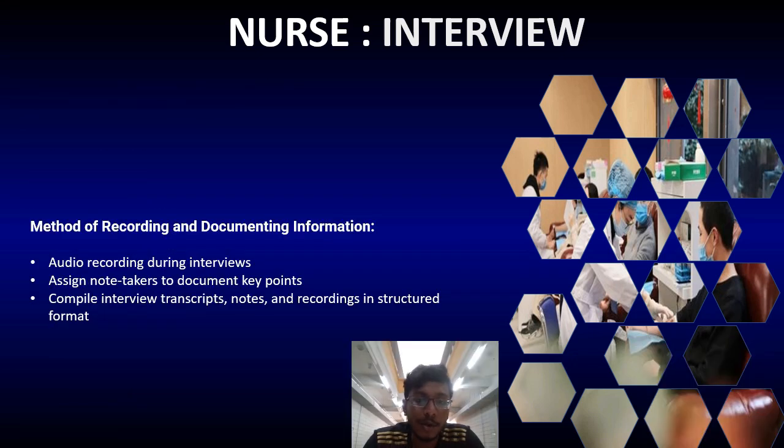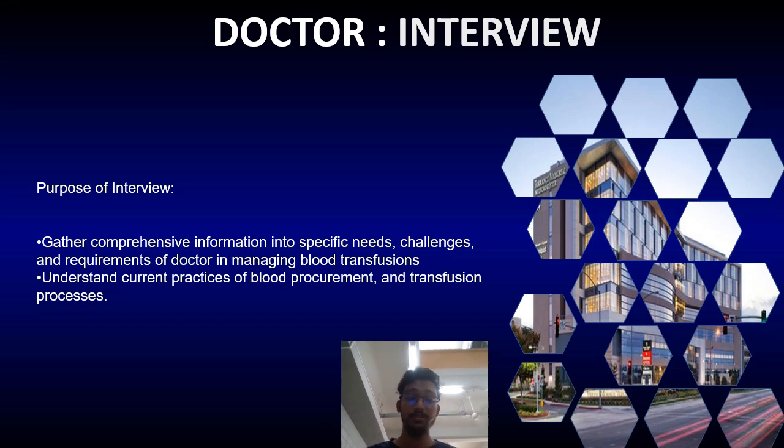Process of recording and documenting information for stakeholder interviews: audio recording during interviews, and assign a note taker to document the key points. Compile the interview script, transcript, notes, and recording in a structured format to retrieve any requirements information from the interview. We look at a doctor's interview. The purpose of the interview is to gather information on the specific needs, challenges, and requirements of doctors to manage blood transfusion, and to understand the current practice of blood transfusion that doctors conduct.